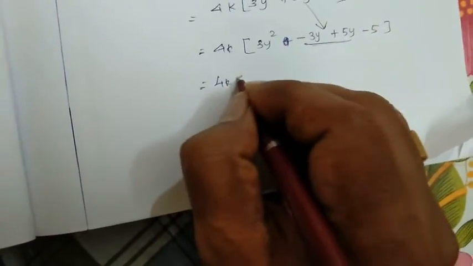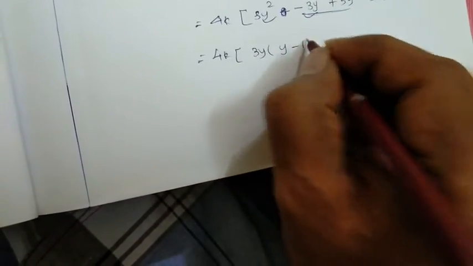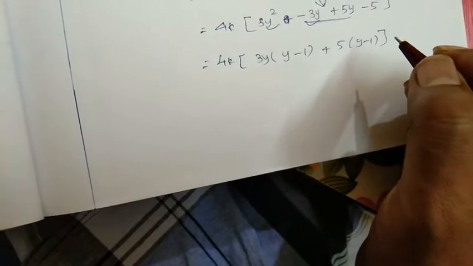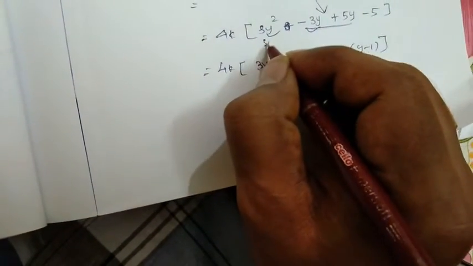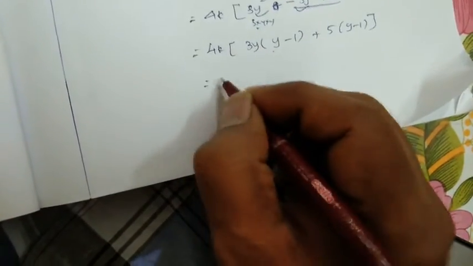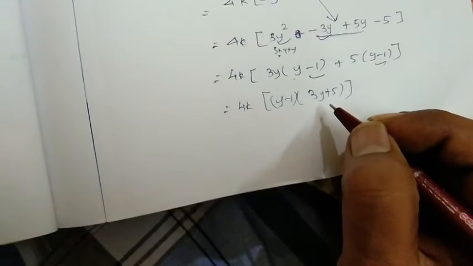So 4k into here 3y common. So 3y into remaining y minus 1. Here 5 common, remaining y minus 1. So 4k into y minus 1 common. So y minus 1 into 3y plus 5. So now the factors are 4k, y minus 1, 3y plus 5. So like that you can write your answers. Thank you.